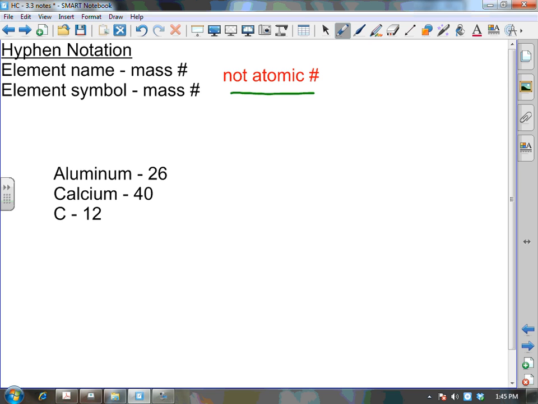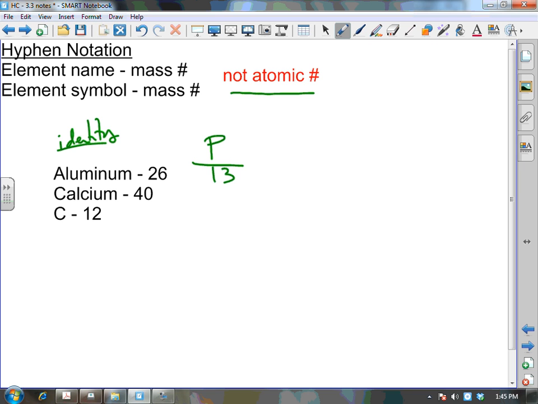So we have three examples here: aluminum-26, calcium-40, or C-12. So first of all, we know it's aluminum, we know it's calcium, we know it's carbon. So because we know the identity, we know how many protons they have. Okay? We look on a periodic table, the atomic number for aluminum is 13.